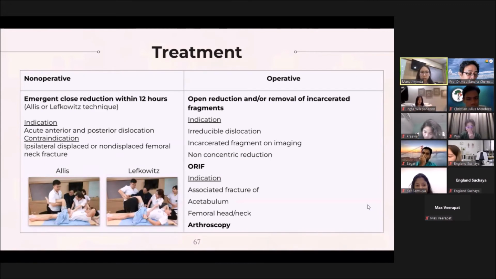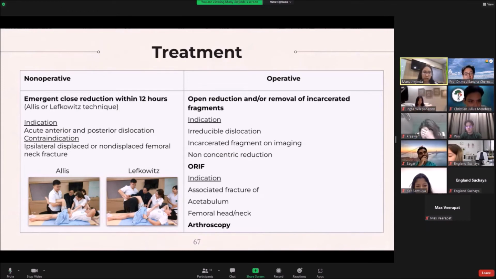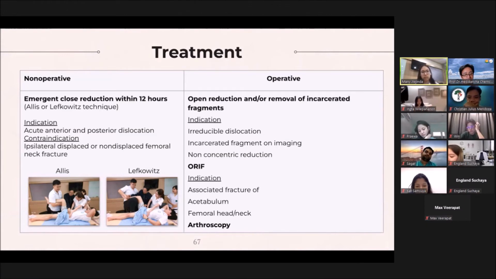Yeah, and now for the treatment, like I said before, the reason we did the X-ray is because we want to see whether or not we can manage it non-operatively. So if there's no fracture, then it's recommended to do an emergent closed reduction within 12 hours using either the Allis or Lefkowitz technique. I have videos of this later. And it's recommended to do it as soon as possible to avoid the complications that we talked about earlier, like the sciatic nerve injury and avascular necrosis.